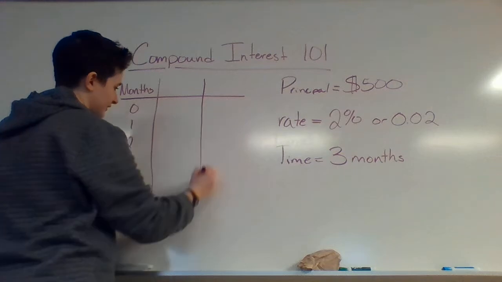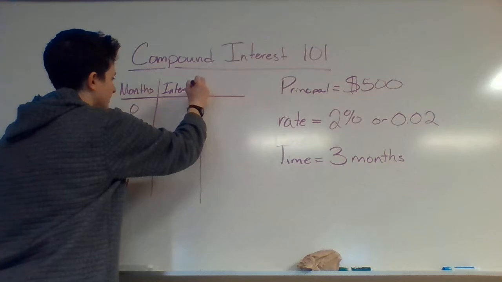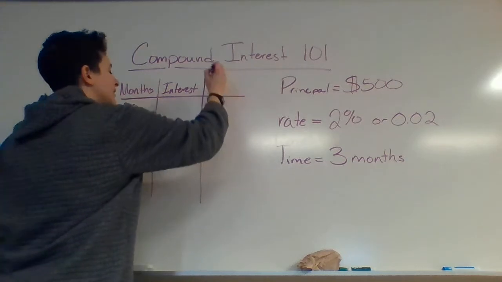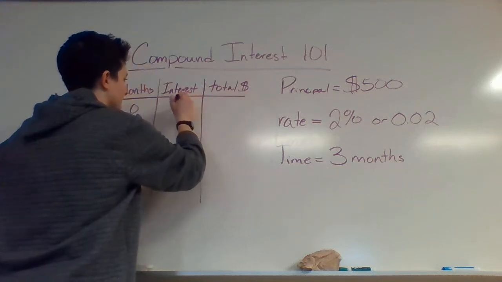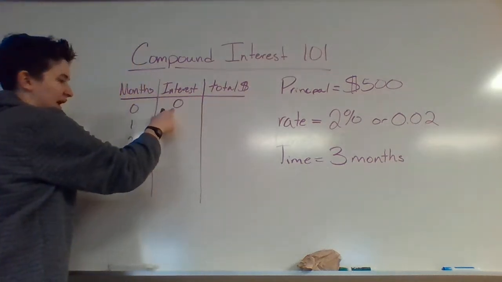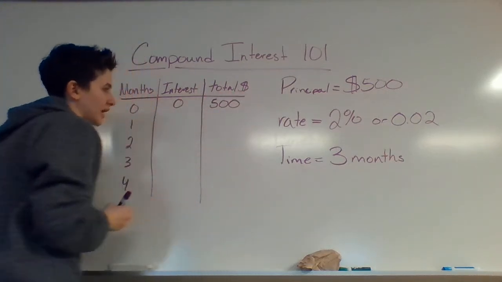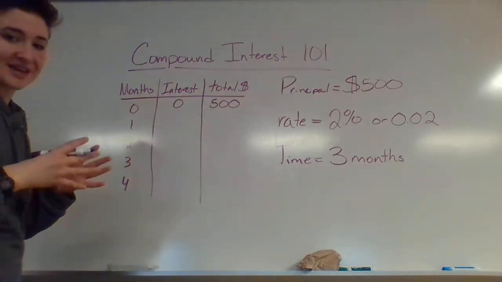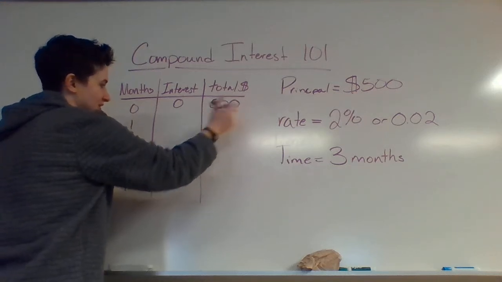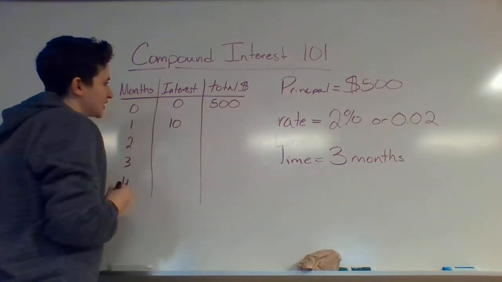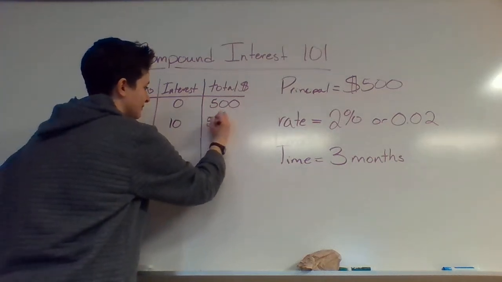And then we're going to have the interest that we made that month, and then the total amount of money we have in our bank account. So month 0, I have no interest earned, and I'm starting with $500. The way this one works is I take $500 and multiply that 500 by 2%. We know that that's going to get us $10. So at this point I have now made $10 worth of interest. Add that to my total.